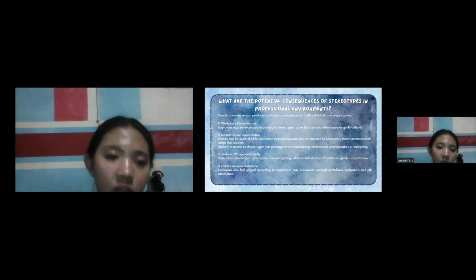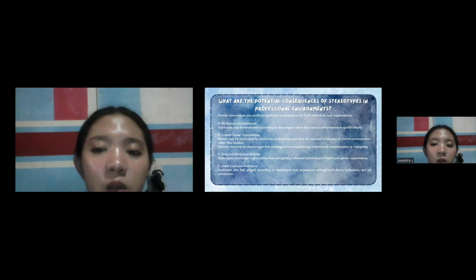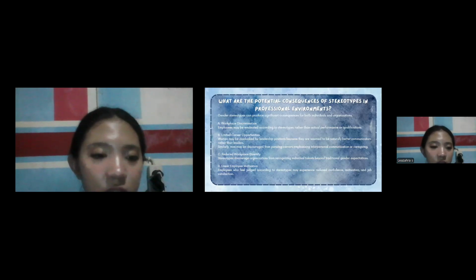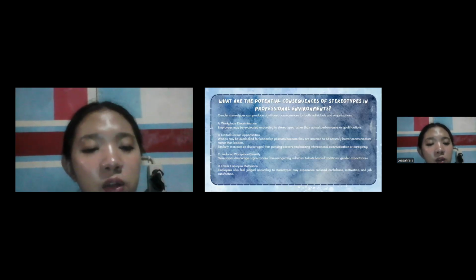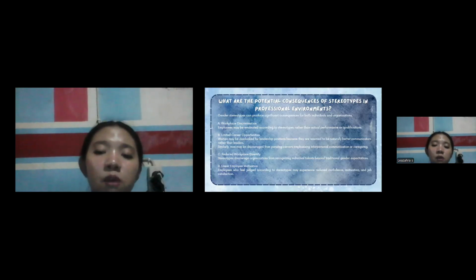rather than leaders. Similarly, men may be discouraged from pursuing careers emphasizing interpersonal communication or caregiving. C. Reduced workplace diversity. Stereotypes prevent organizations from recognizing individual talents beyond traditional gender expectations. D. Lower employee motivation. Employees who feel judged according to stereotypes may experience reduced confidence, motivation, and job satisfaction.